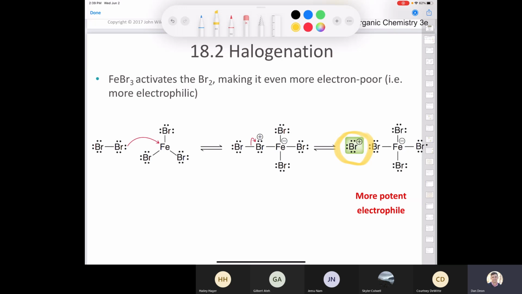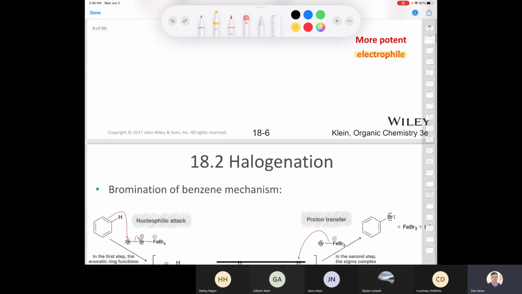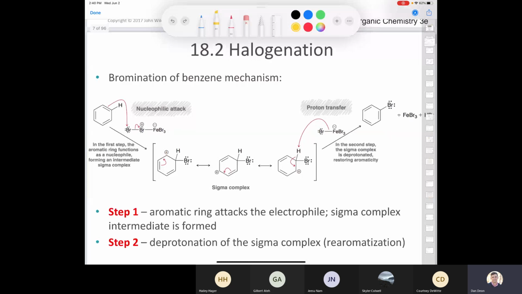Remember, bromine is a halogen. Bromine wants to gain an electron to become isoelectronic with krypton. It doesn't want to lose electrons. So this guy is looking for electrons big time, right? What do we call something that's looking for electrons in organic chemistry? We call it an electrophile, right? Quite literally, an electron lover. So what happens when this electron lover or this electrophile is in the presence of an aromatic ring?